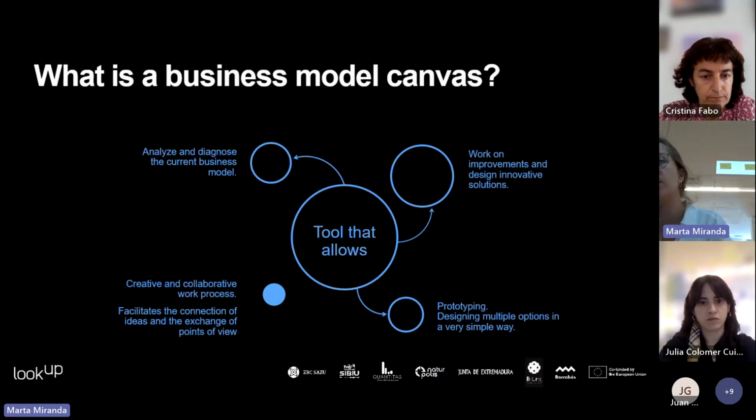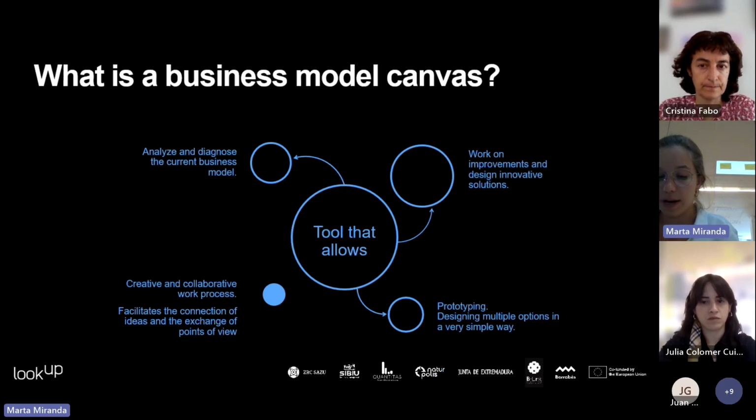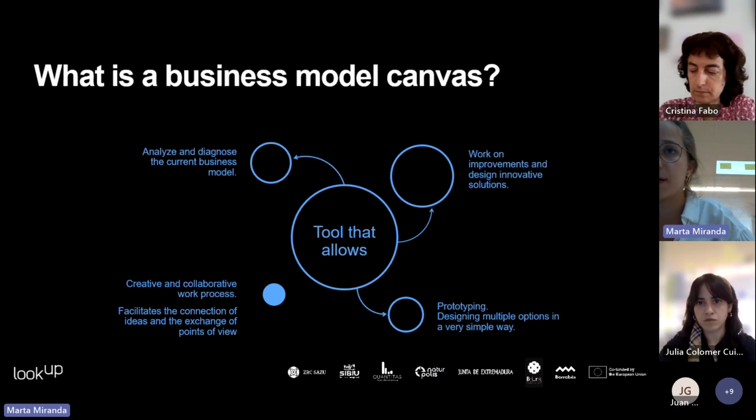This tool is also going to allow us to work on improvements and design innovative solutions. As Anna said, we're first going to put on a page the idea that is going to make our business possible, and then these ideas can be redesigned, or maybe we can find innovative solutions around them. This tool also allows us to prototype, which Julia is going to talk about later.